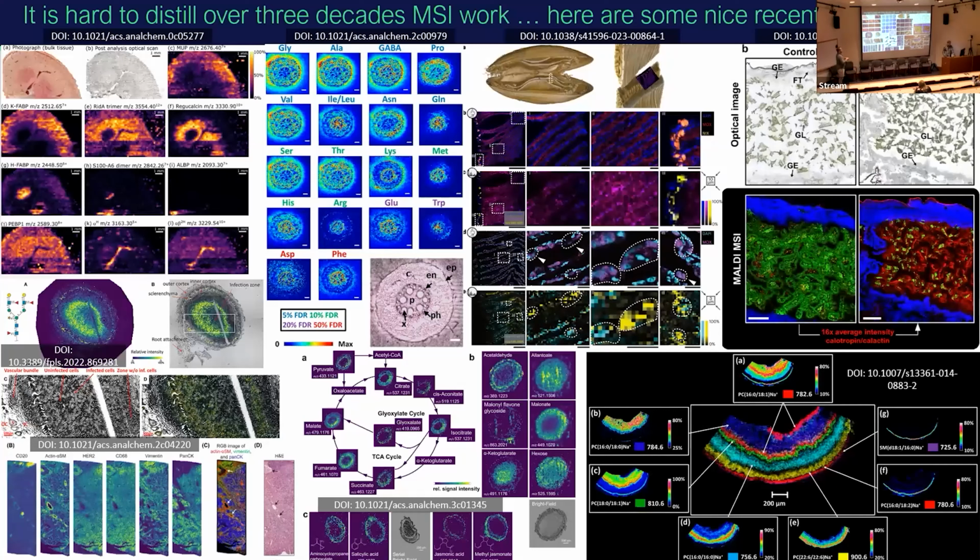We can also do some in situ digestions and look at these N-glycans, and this is a nice example from soybean root nodules, where you can see the differential abundance throughout the inner and outer cortex and within the infection zone within the rhizosphere.